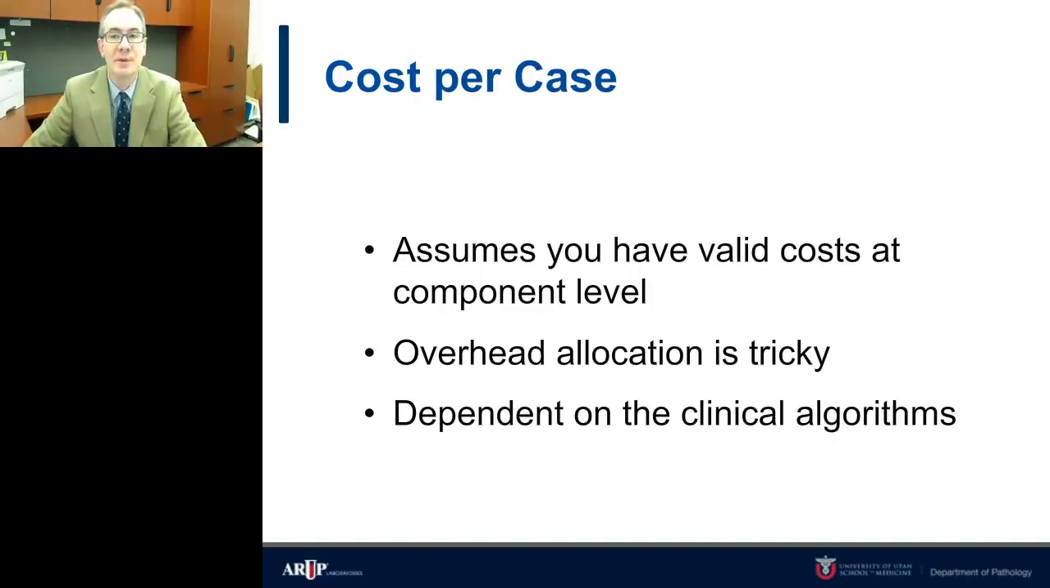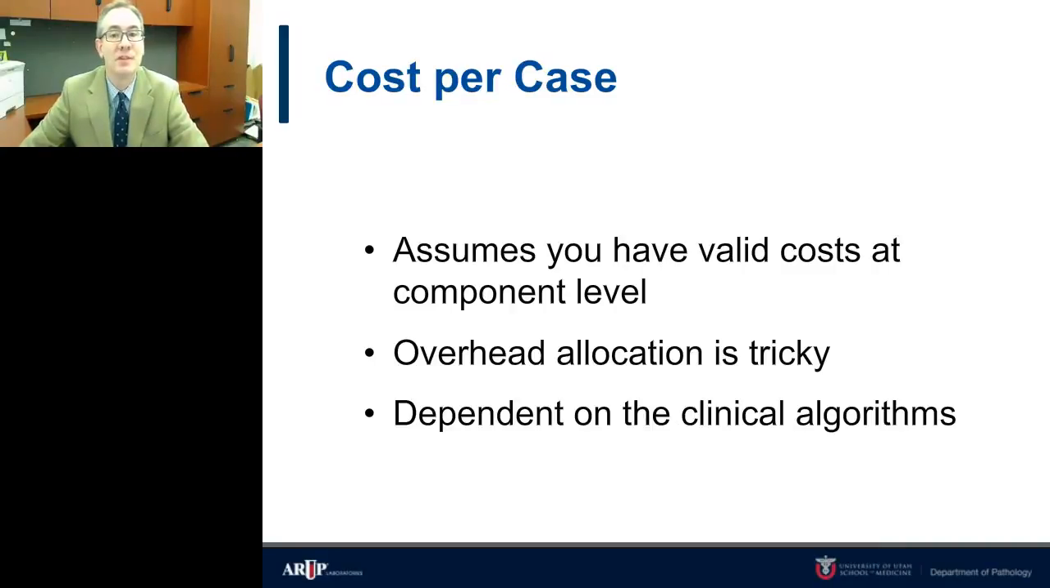Once you've got cost per test down, then you can start thinking about cost per case. Well, this is even trickier because you need to start taking into account how many tests of different types get used for different types of clinical cases in your clinical enterprise. Has your laboratory ever done that before? I would say that in the vast majority of settings that has not been done. In order to do that, you have to have valid costs at the component level, but the overhead allocation really gets tricky. And the variation in clinical care is what gets really tricky.